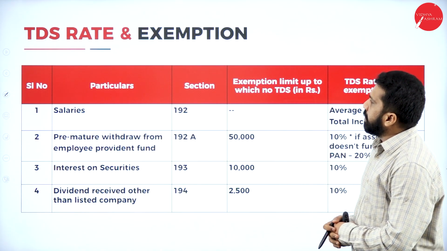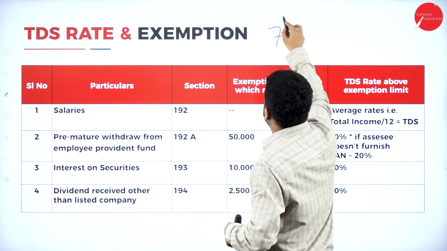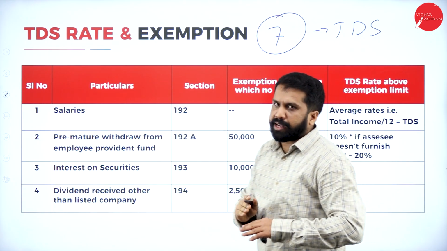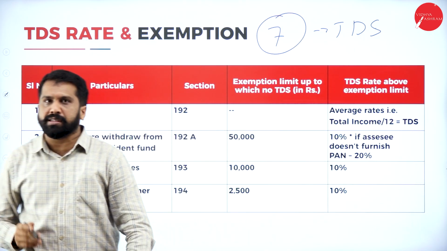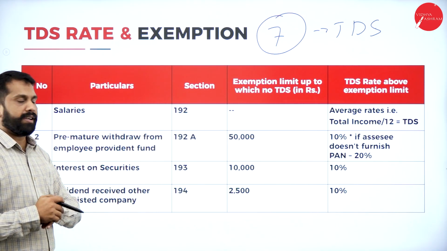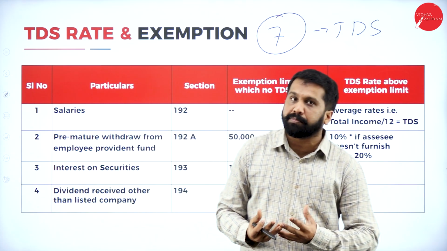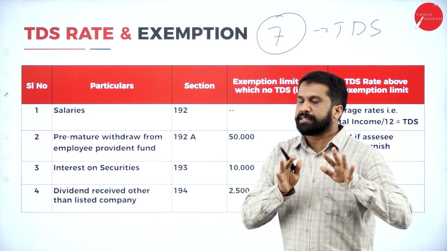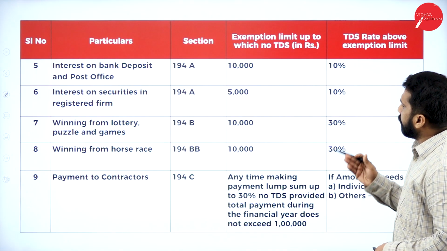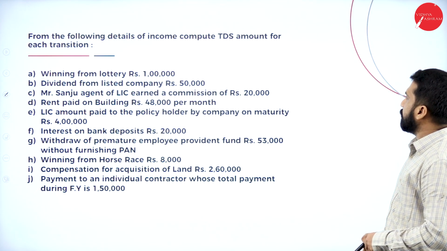Now, TDS, the last part. So I can call it as your problem number 7. So this one I need not explain to you, because if you remember the TDS rates, it is easy to write. Remember all this. So it takes you maximum 10 minutes, but it will give you 10 marks in your exam. Now, so these are the TDS rates.